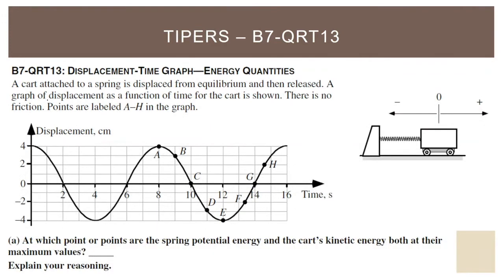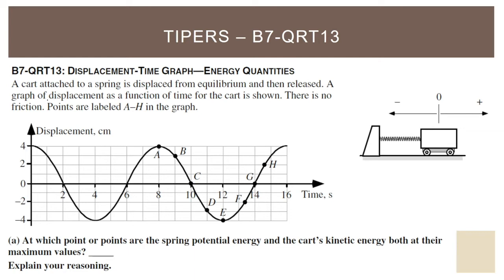The first part, part A, says at which point or points are the spring potential energy and the cart's kinetic energy both at their maximum values? This is a question you should be able to answer on your own, and I actually want you to do all of the questions on this worksheet on your own and sort of follow me as I go through this. So take a second to pause this video here and try to figure this out. Put an answer, put an explanation, and when you've got both of those, hit play and we'll go over it.